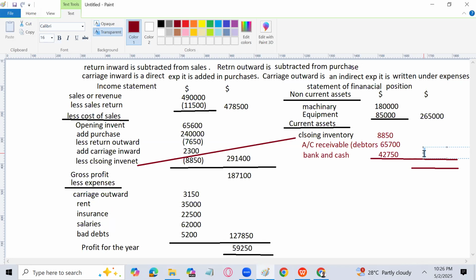8,850 plus 65,700 plus 42,750. That is going to be 117,300. Now I will go for the total. 117,300 plus 265,000, 382,300. 382,300 is going to be the total assets. I will write here.